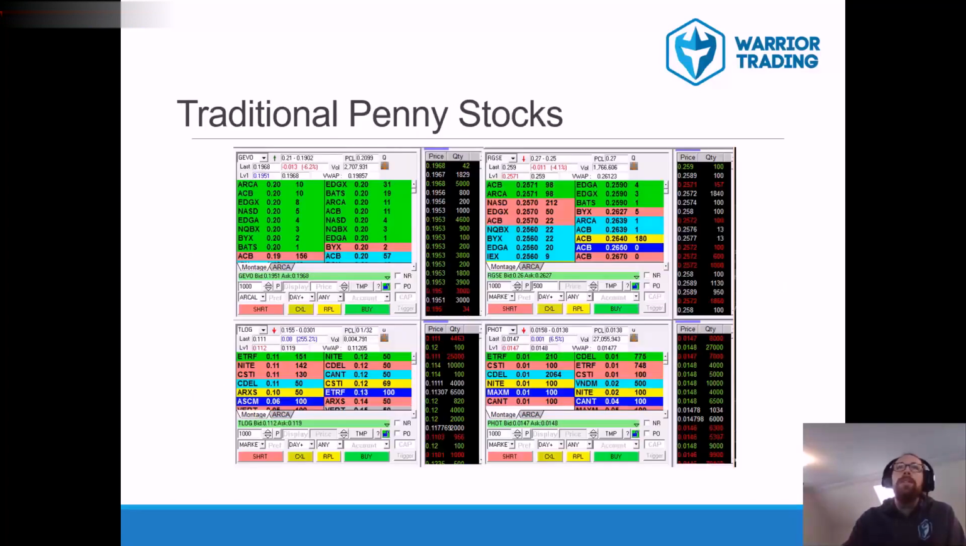All right, so you can see right here, this is a traditional penny stock. This is Gevo, 20 cents. RGSE, this is with the 100th of a penny, 2571 by 2579. And then you have FOT, which is 1 penny by 1 penny. And you've got T-log, which is 11 cents by 12 cents.